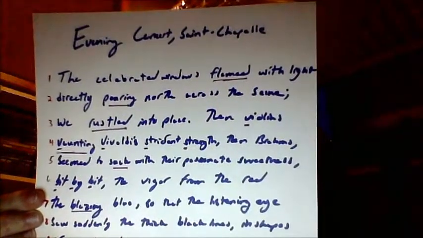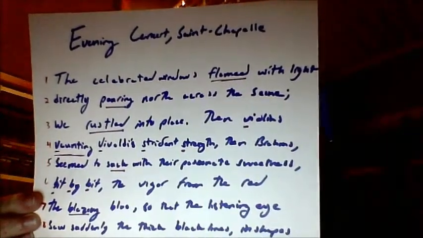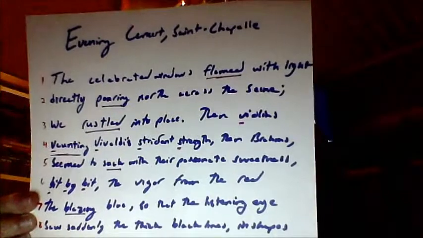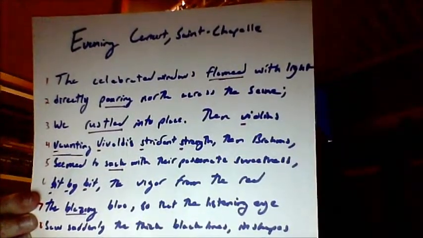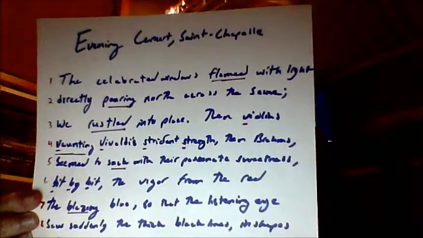And alliteration is something I always look for, and this poem tended to have a lot, such as "violins vaunting Vivaldi's strident strength." There's two examples in that, and the alliteration in the poem actually really helps with the movement of not only the music, but of the poem altogether. It just keeps it going.